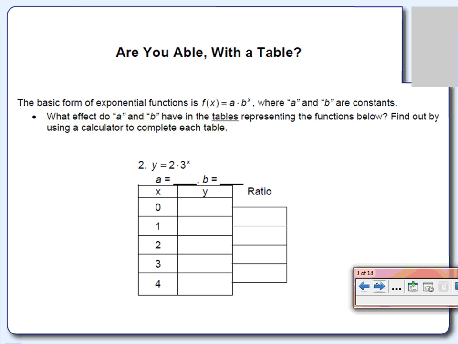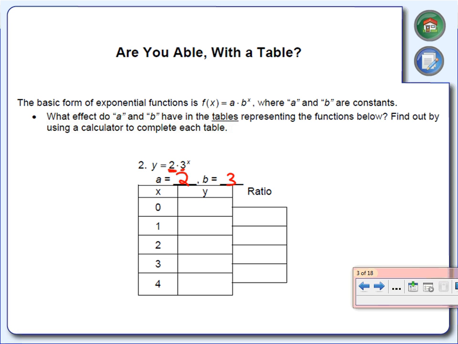Let's go to number 2. Do the same thing. Now notice the a on number 2 is not 3, but 2. This first number is our a. b is the number that has the exponent on it, that's this 3 right here. So a is 2, b is 3. Let's take a look at its table. Go to your calculators again, go to y equals, and type in the function 2 times 3 to the x power.